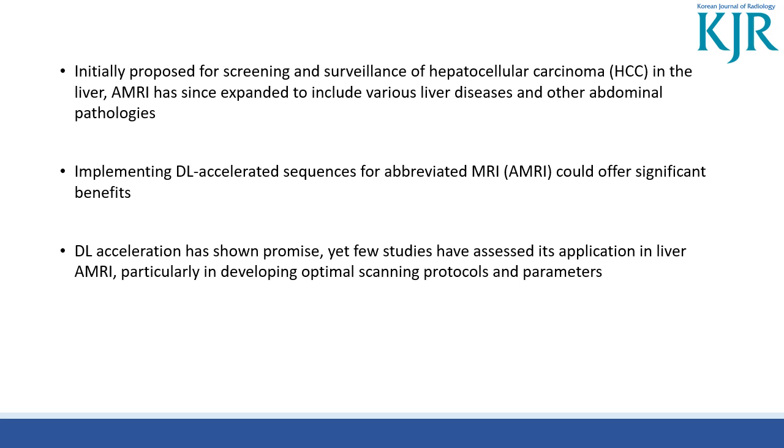Abbreviated MRI was initially proposed for screening and surveillance of HCC in the liver, but its use has since expanded to include various liver diseases and other abdominal pathologies. Implementing deep learning accelerated sequences for AMRI could offer significant benefits. Despite the promising results of AMRI, few studies have assessed its application in liver AMRI.